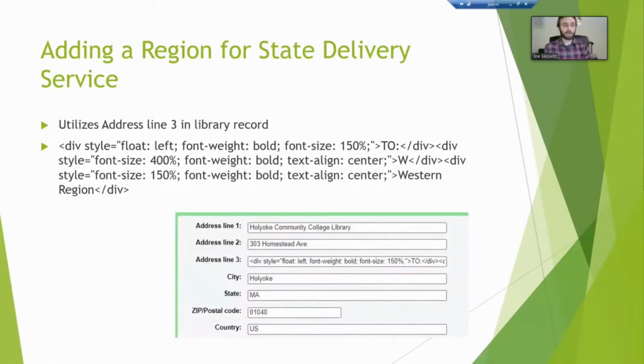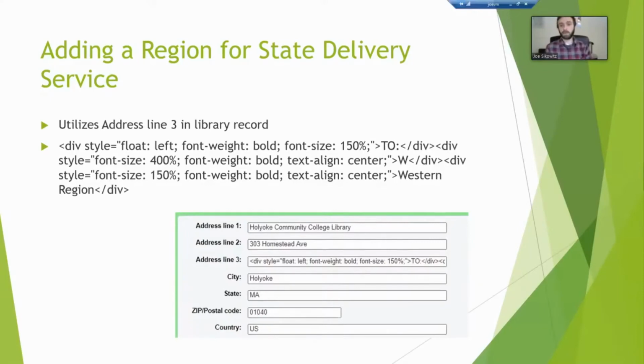There is one final additional piece that I had to use for this project. It may or may not be relevant for you, but it might be something you want to think about. And that is that I utilized address line 3 in the library record itself. So if you look at the image at the bottom, I actually went into each library and set up a region in address line 3, and I just formatted that with some HTML and CSS.